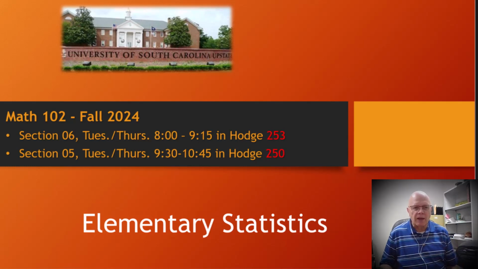Welcome to Math 102, Elementary Statistics. This is for sections 6 and 5, Tuesday, Thursday, either 8 to 9:15 or 9:30 to 10:45. And you can see the classroom numbers right there.